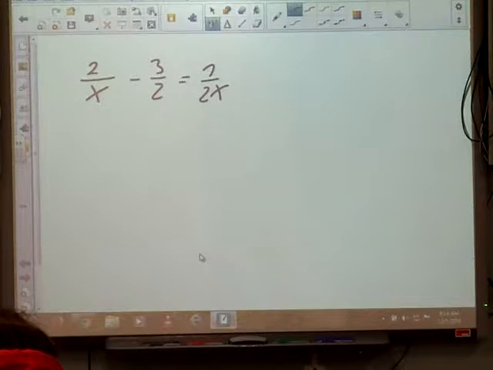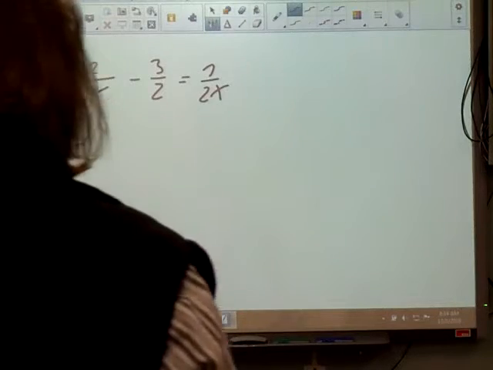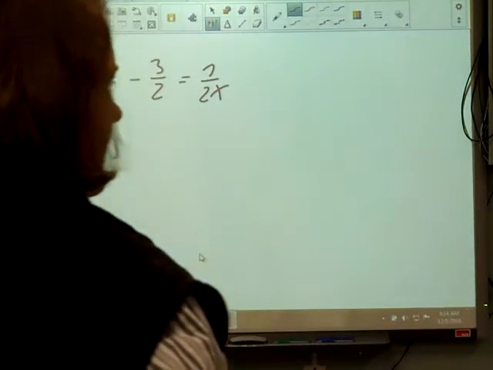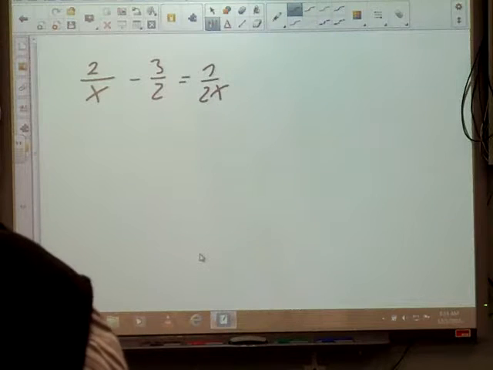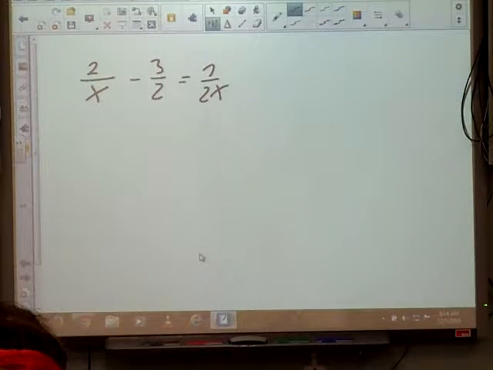Alright, this one's pretty simple one. We got 2 over x minus 3 halves equals 7 over 2x. It's gonna be one of the crazy ones. Y'all are going to work today. Is that 7 over? Yeah, that's a 7 that looks like a little sideways something.